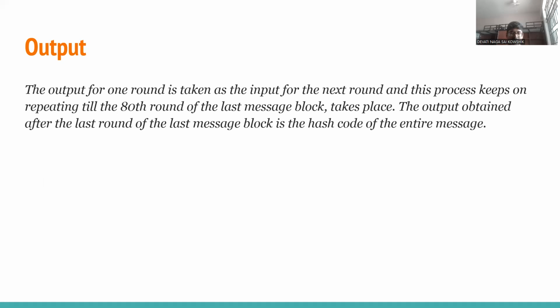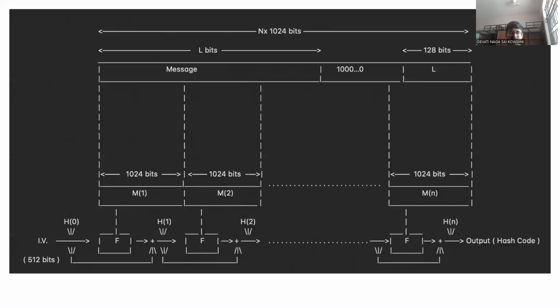When the 80 rounds are completed, the output of one block will be given as input to the next block, and the output obtained from the last round of the last message block is the hash code of the entire message. This is the overall working of the SHA-512 algorithm.